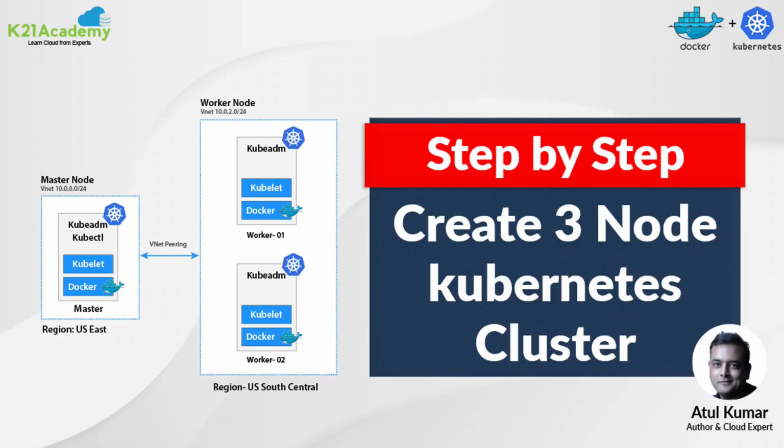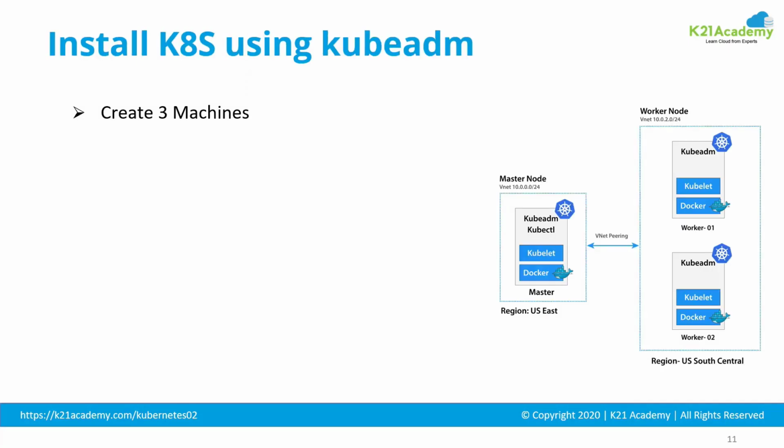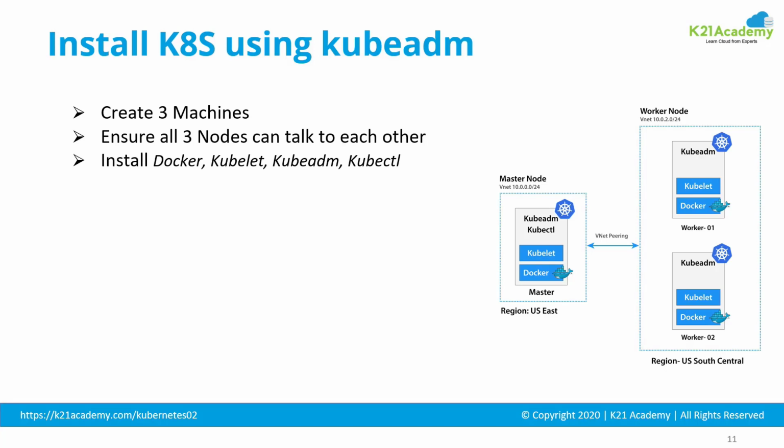So just to do a quick recap, you'll first be creating 3 machines, then ensuring that all 3 machines can talk to each other. We created these 3 machines on Azure Cloud. We enabled network peering and we opened the port numbers through the Network Security Group or NSG.